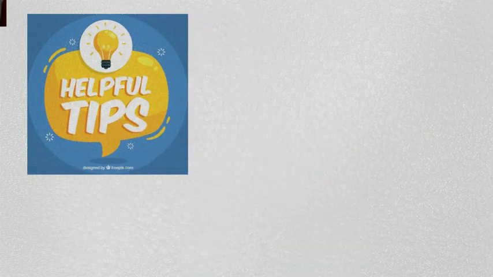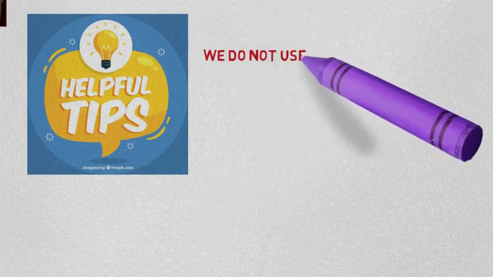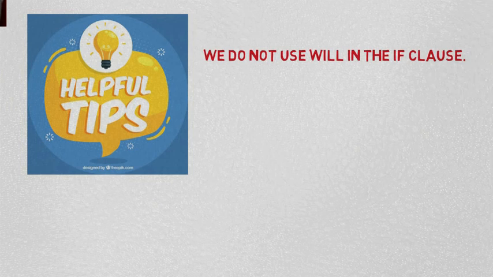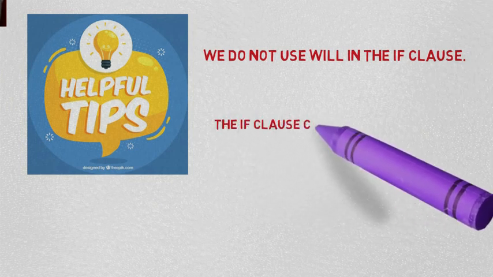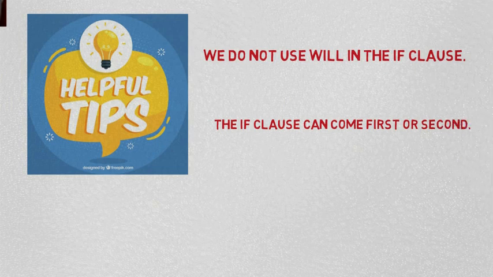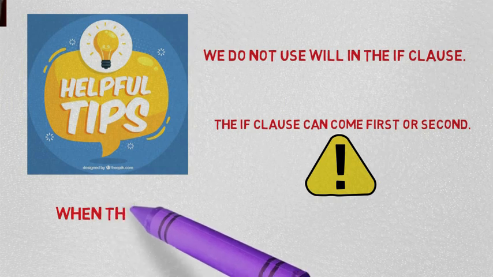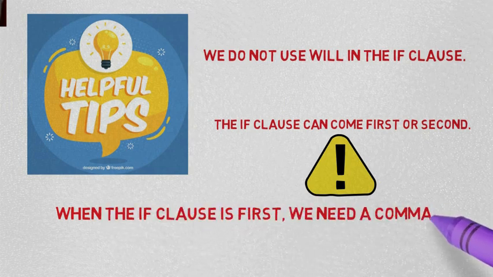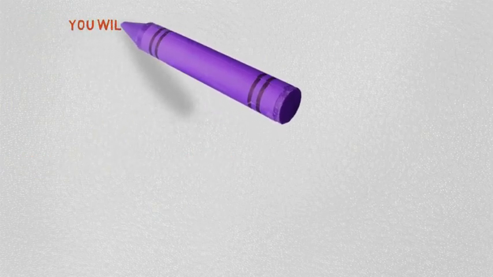Helpful tips. Number 1. We don't use will in the if clause. Number 2. The if clause can come first or second. Number 3. When the if clause is first, we need a comma.